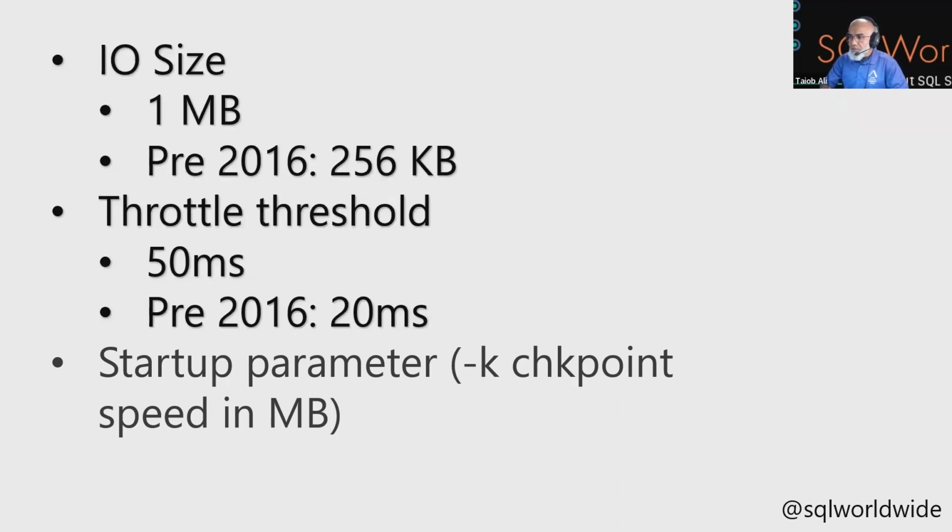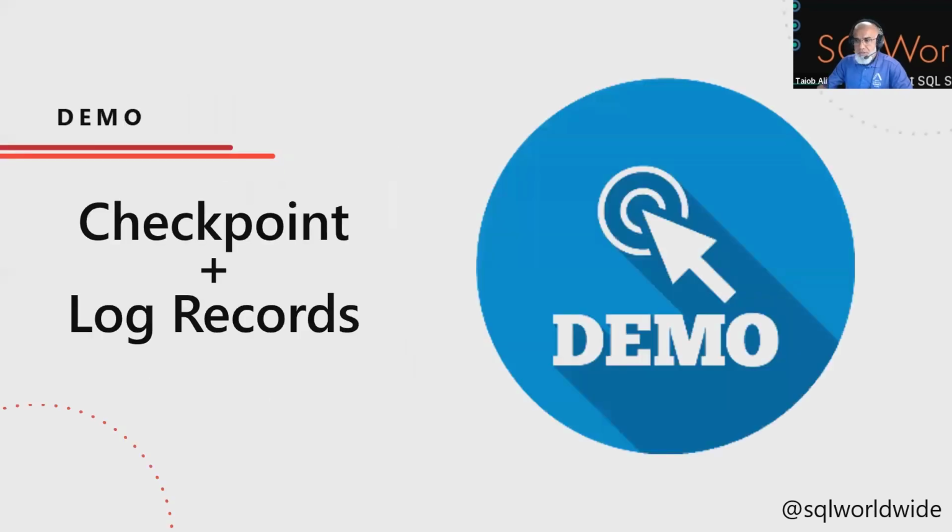If you're reading about checkpoint, you might bump into this startup parameter -k. It actually lets you throttle the speed of your checkpoint. I have never used it. I also asked a bunch of people on social media with the SQL help hashtag, and I haven't found anyone really using this startup parameter, but you will run into this if you're reading the documentation. So I just want to mention it. We'll take a small detour here, go for a small demo, and then I'll come back to the slides again.